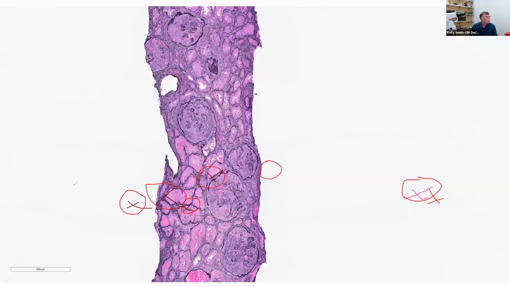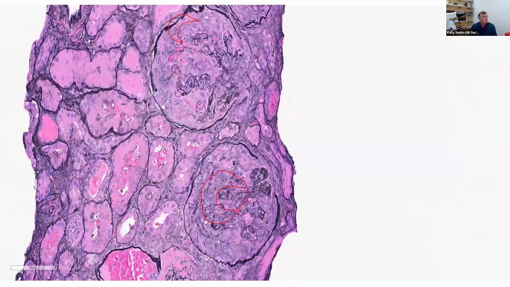A little bit higher magnification, and I don't know how to clear these, so if I can get Daniel to clear annotations as we go, that'd be great. Thanks. A little higher magnification, you can see all these glomeruli, and every single one of them looks like they're involved by crescents. In fact, you can barely make out the structure of the glomerulus. It's just mostly cells that are compressing glomerular tufts, and not much else to look at.